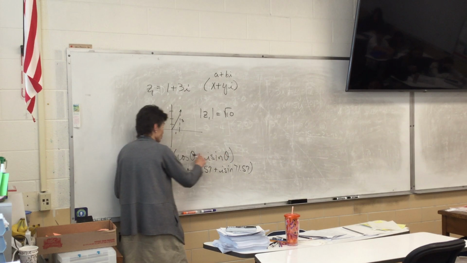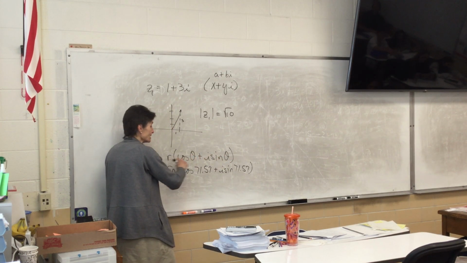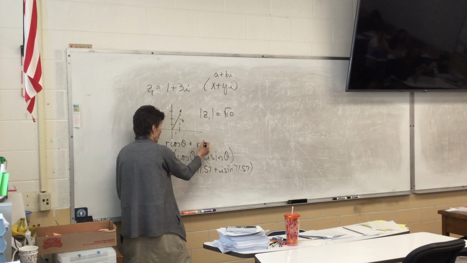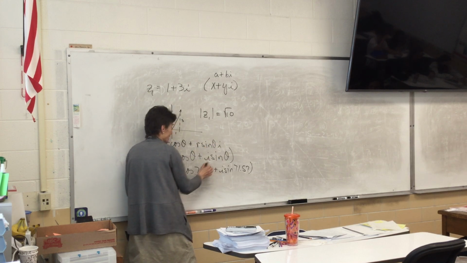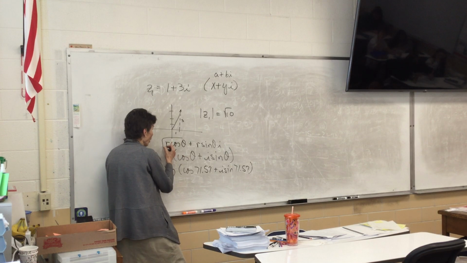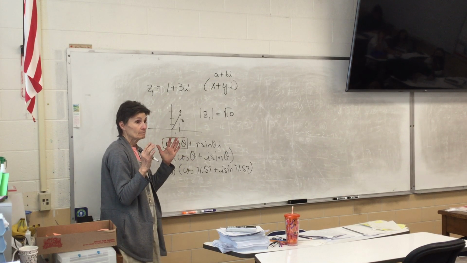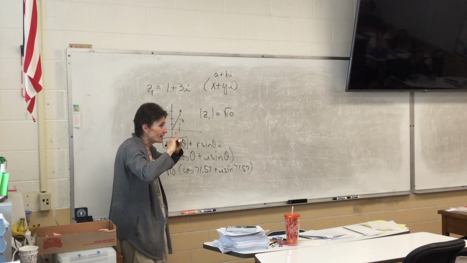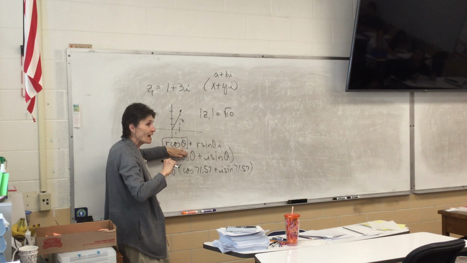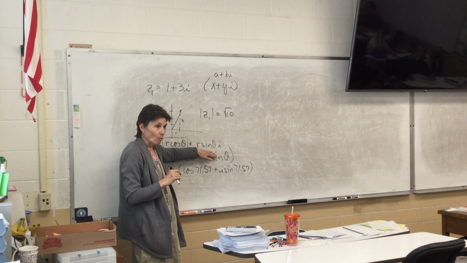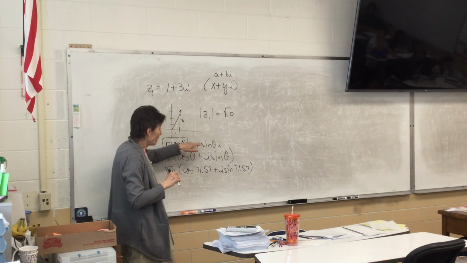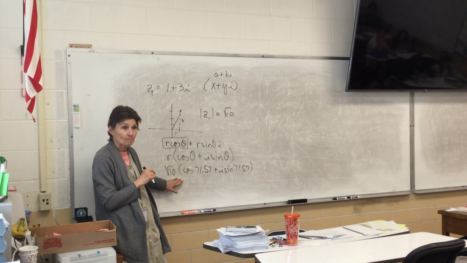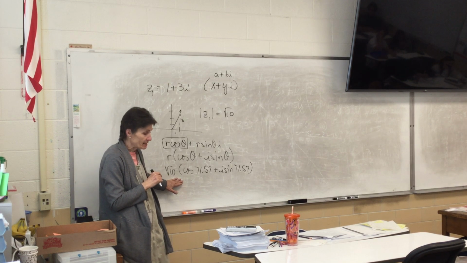If I distributed this right here, it would say R cosine theta plus R sine theta I. I'm putting the I at the end. What is R cosine theta? X. X is R cosine theta. So this is X, and this is Y. So this is X plus YI, just written with polar coordinates instead of rectangular coordinates. Right? Easy, easy, easy.